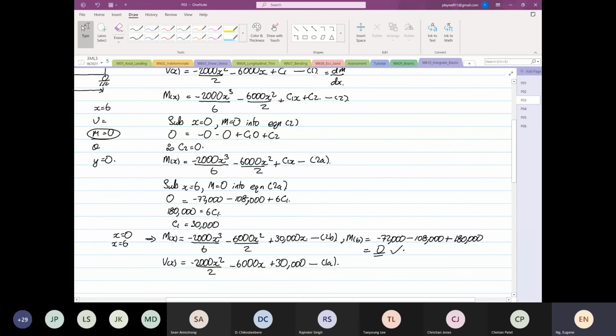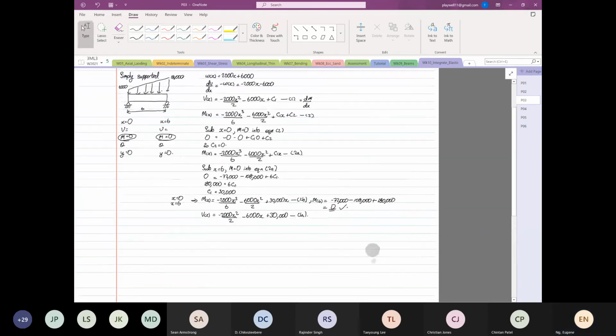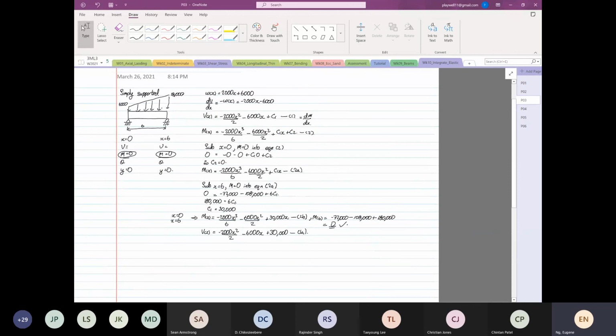So this is correct. As I said, a good engineer, which I want you all to be, is able to check whether the answer is right or wrong. Most important, not anything else.